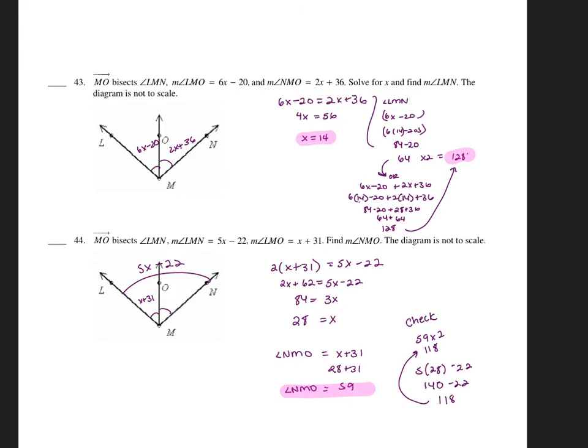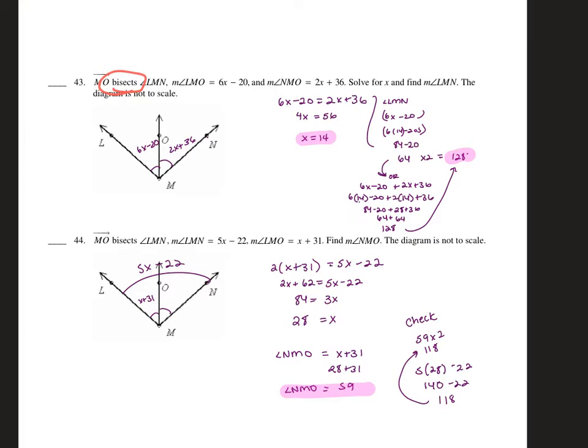43, this says that it bisects. So if it bisects, it cuts this into two equal parts. I set 6x minus 20 equal to 2x plus 36. I get x equals 14. And then it says solve for x and angle LMN. So I take the angle, I plug it back in. LMN is the big angle. So you can plug it back into both and add them together. You can plug it back into one and double it. Either way, you should get 128.